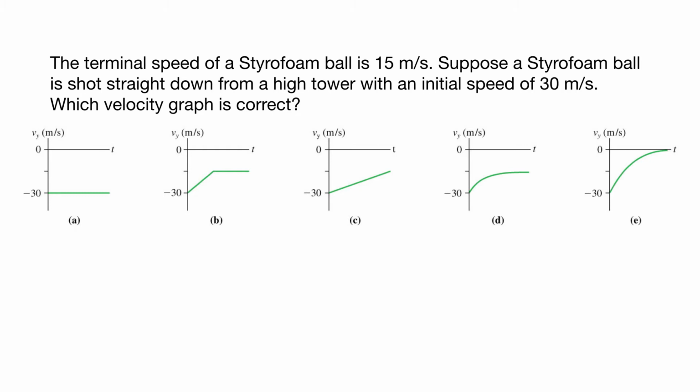The terminal speed of a styrofoam ball is 15 meters per second. Suppose a styrofoam ball is shot straight down from a high tower with an initial speed of 30 meters per second. Which velocity graph is correct? So take a moment, think about it, and we'll answer the question together afterwards.